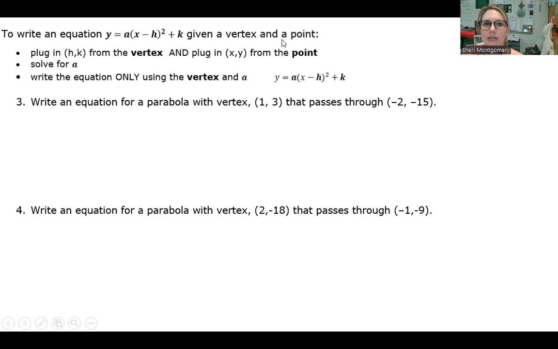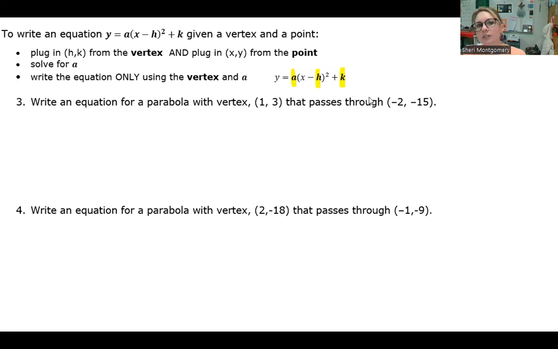If you want to write something in vertex form, there's really only three things that you need. You need an A, you need an H, you need a K. If you're given a vertex and a point, you already have H and K. What you need is A. Does that make sense? If you have those things, you can write something in vertex form.